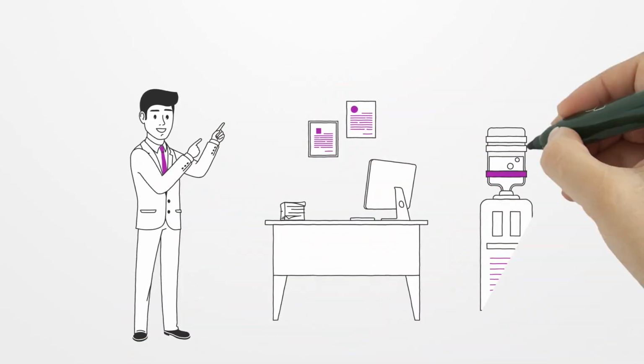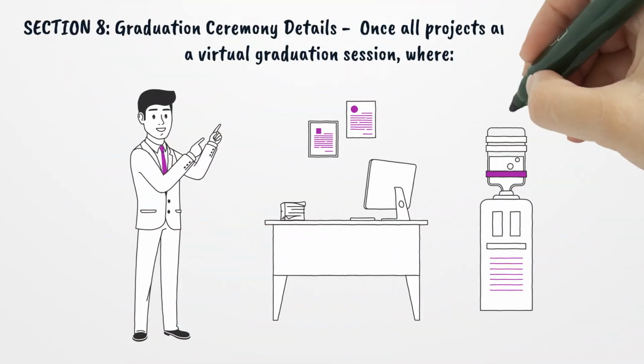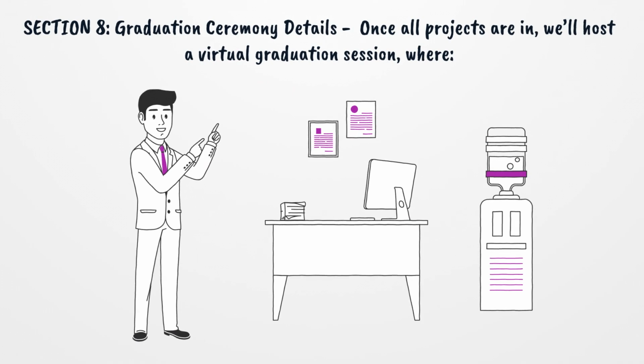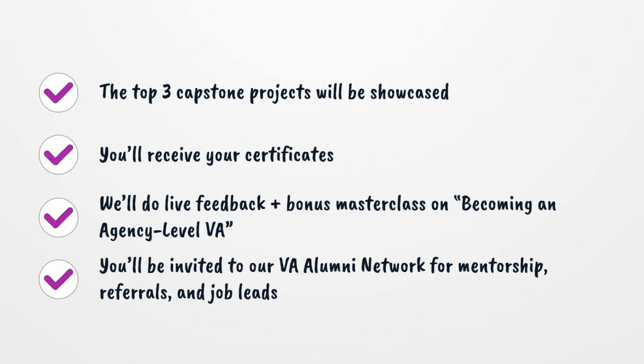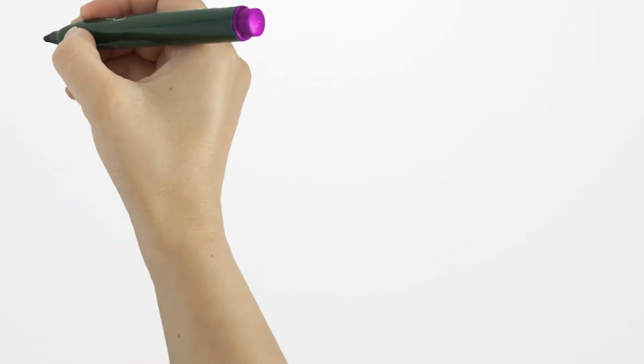Section 8, Graduation ceremony details. Once all projects are in, we'll host a virtual graduation session, where the top 3 Capstone projects will be showcased. You'll receive your certificates. We'll do live feedback plus a bonus masterclass on becoming an agency-level VA. You'll be invited to our VA alumni network for mentorship, referrals, and job leads.